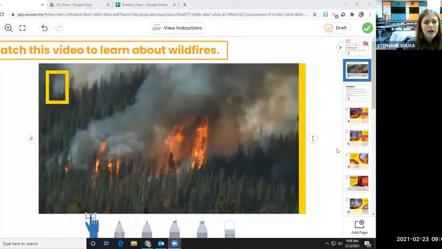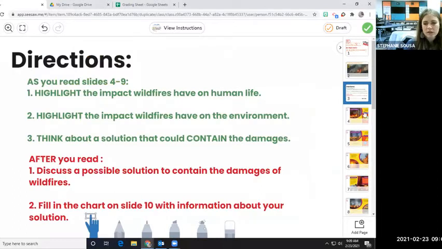Alrighty, so this is a wildfire that we're going to be taking a look at. Turn my screen sharing off. I did not mean to. There we go. We're going to be following these directions today. We are going to read slides 4 through 9.